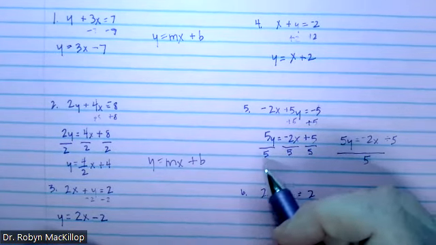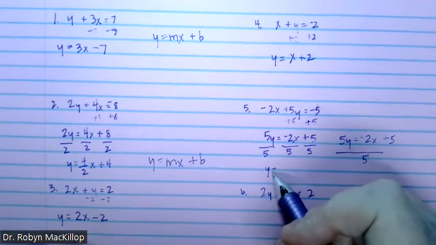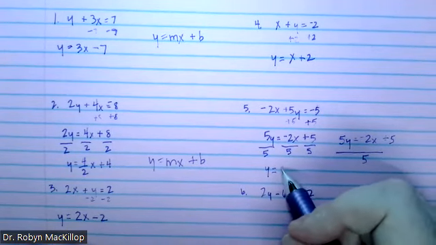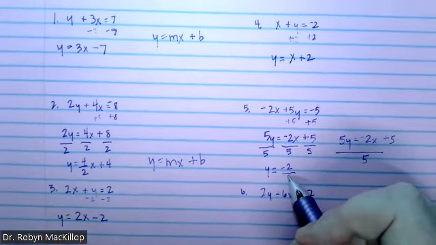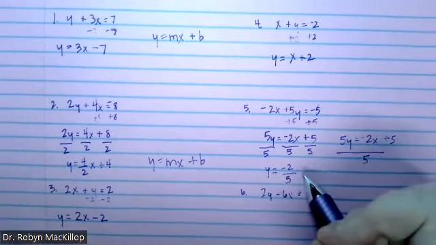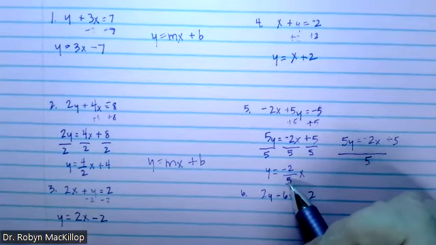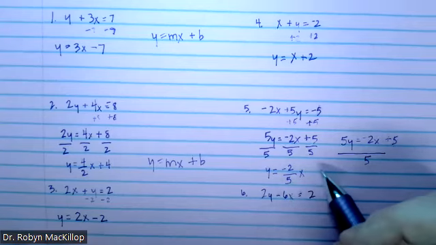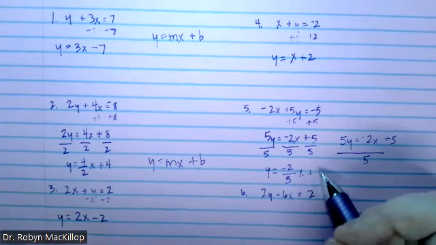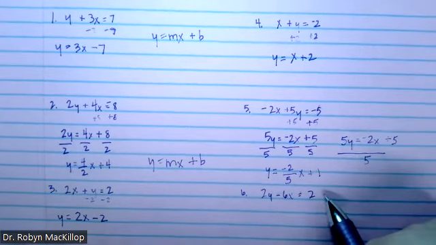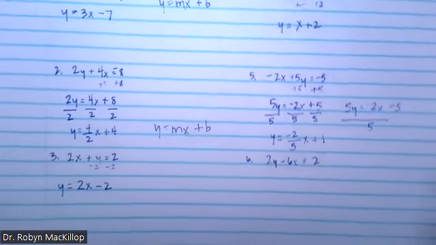So here we've got 5y divided by 5 is y equals negative 2 over 5. That's your slope. That's your rise, negative 2. Go down 2 and over 5. Plus 5 divided by 5 is 1. 1 is your y-intercept. All right, let's do one more.